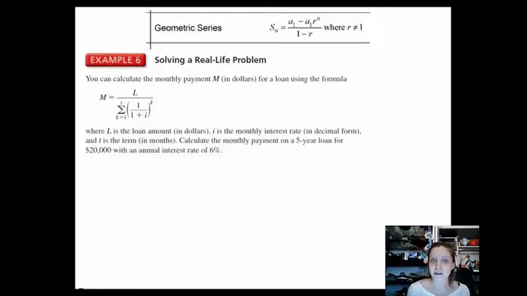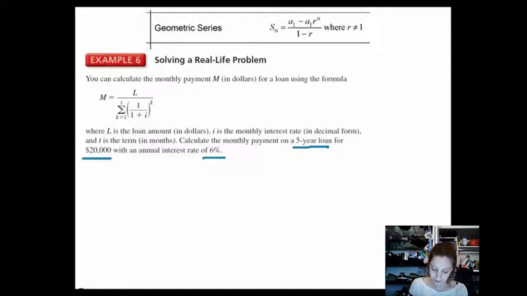So, example 6, solving a real-life problem. You can calculate the monthly payments M in dollars for a loan using this formula, where L is the loan amount in dollars, I is the monthly interest rate in decimal form, and T is the term in months. Calculate the monthly payments on a 5-year loan for $20,000 with an annual interest rate of 6%.